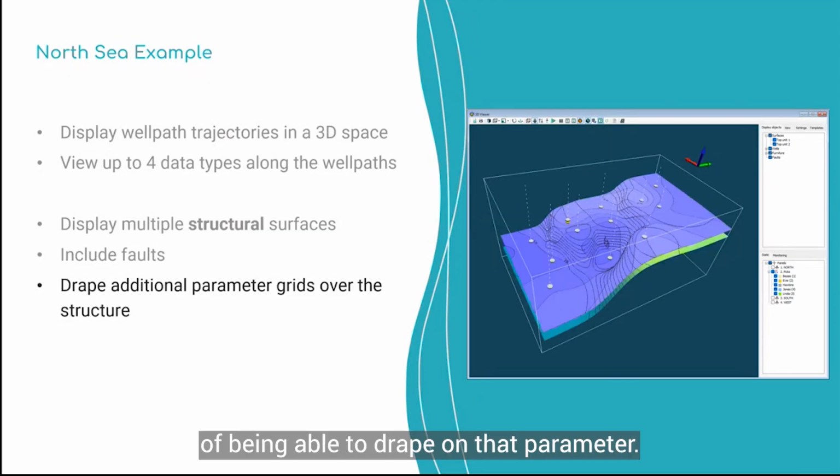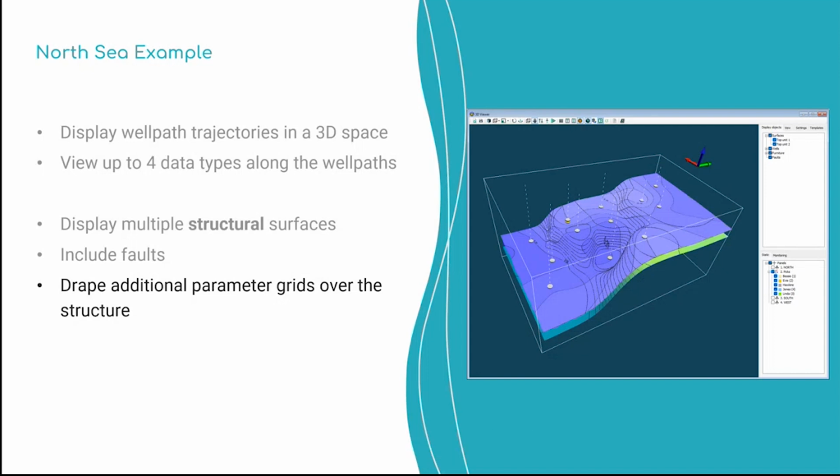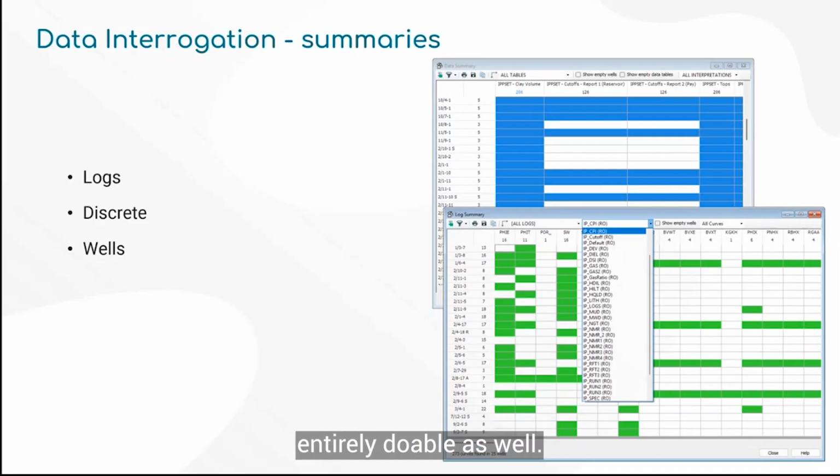And then you've got the idea of being able to drape on that parameter. So this is closer to what you get in the 3D parameter viewer in IP, but it's just more spatially aware, really. So that's entirely doable as well.